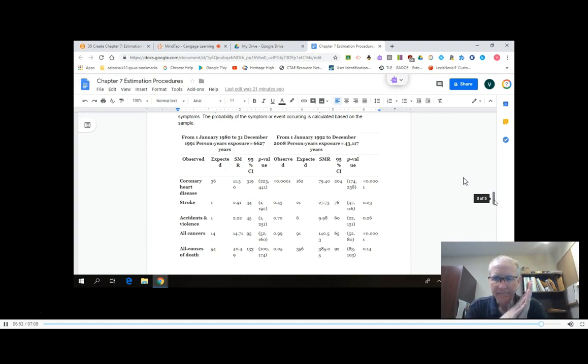So those are my two examples. It's two studies I looked at, and that's Estimation Procedures, Chapter 7.